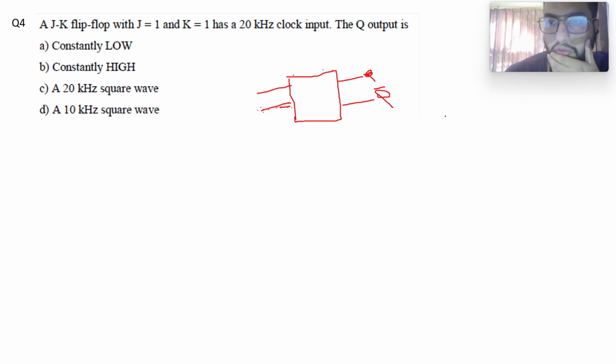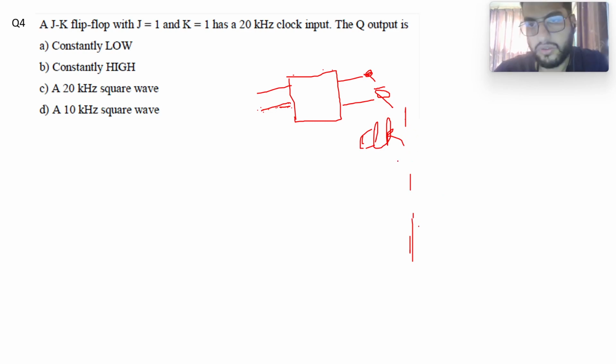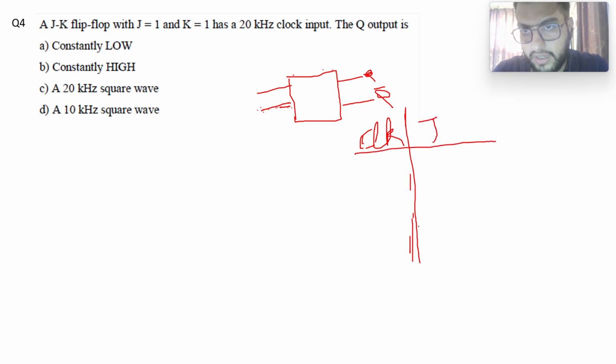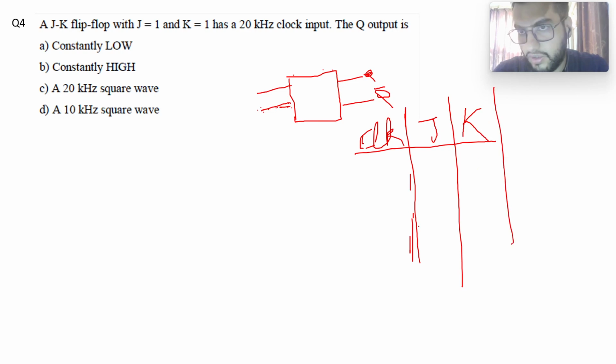So we need to figure out the output frequency when the input J and K are equal to 1. Before we proceed, let's just draw the characteristic table of this JK flip-flop. I would like you guys to help me out with this. So we have this clock, and then we have the 2 inputs J and K. Here we have this output Qn plus 1.